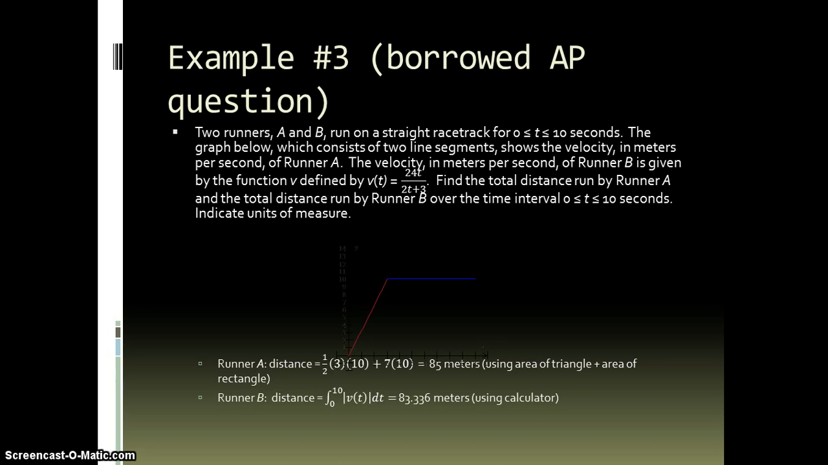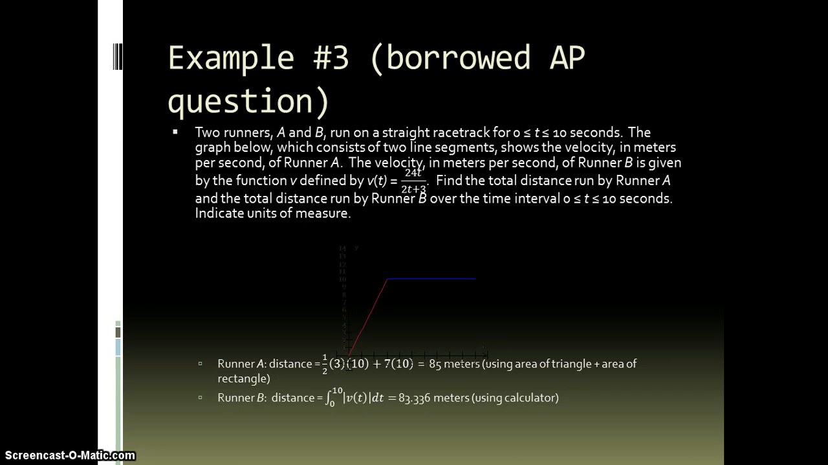So again, we want to find total distance. Total distance, as you see in the integral setup for runner B, is the integral from 0 to 10 of the absolute value of v of t dt. All we need to do for both runners is find the value of the integral. In this case, though, because you have a graph for runner A, you're going to find that integral differently than we would find the integral for runner B.